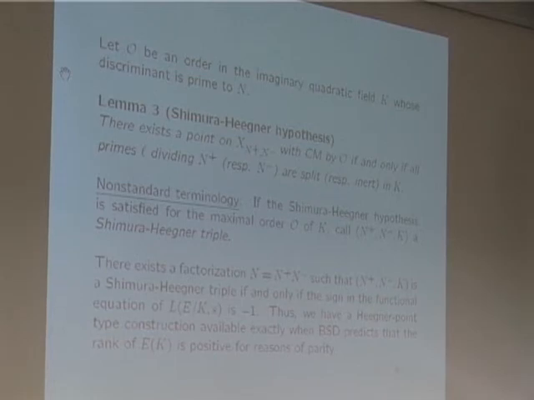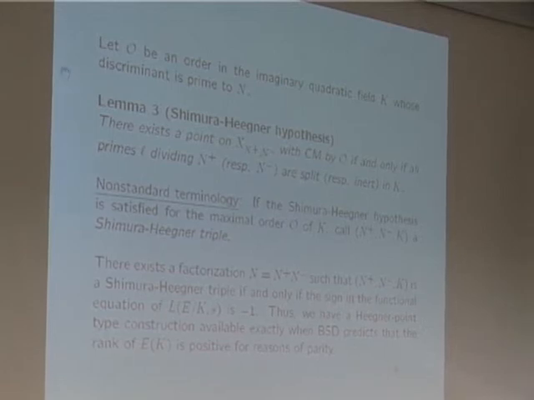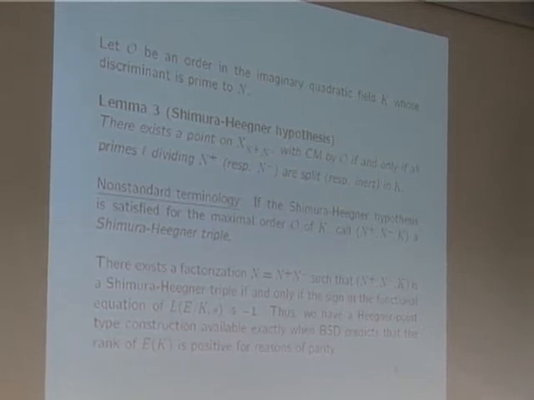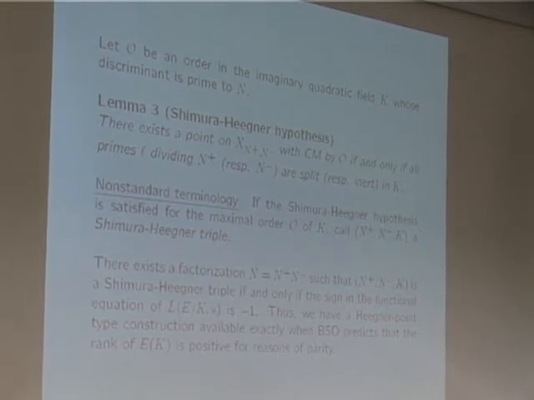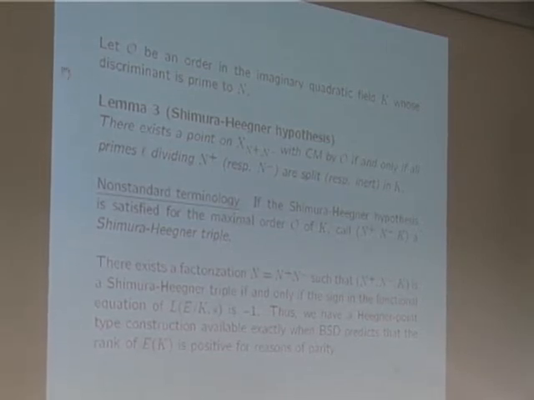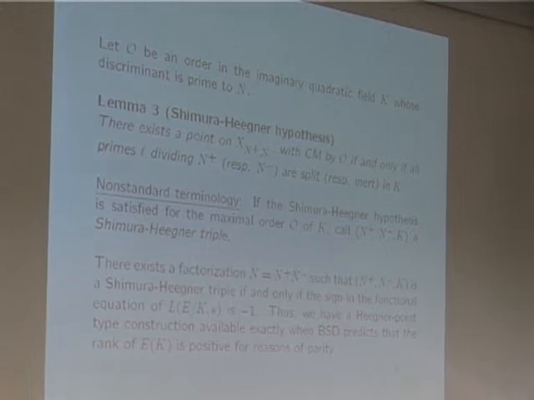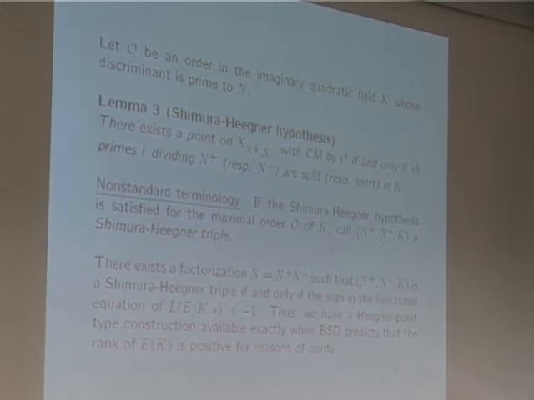So let O be an order in the imaginary quadratic field K, whose discriminant is prime to N, and what we have in this case is a Shimura-Heegner hypothesis. Then there exists a point on X_{N+,N-} with CM by this order O if and only if all the primes dividing N plus are split in K, and all the primes dividing N minus are inert in K. So this gives some sort of strange conditions on the factorizations of N+ N- and the existence of Heegner points defined over class fields of certain quadratic fields. What's going on here? What's the system here?